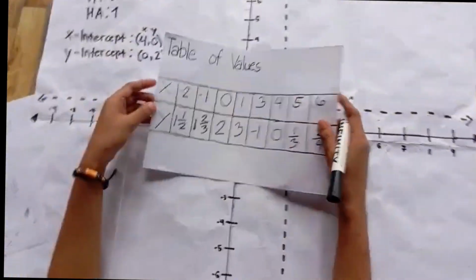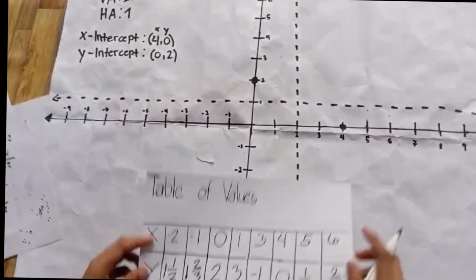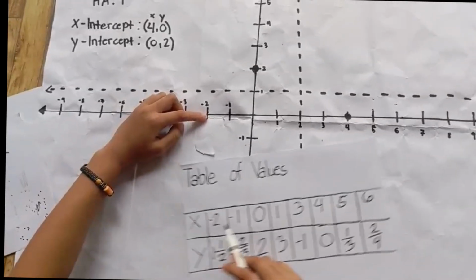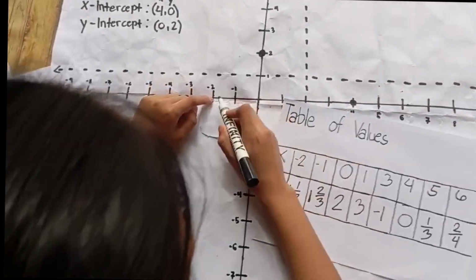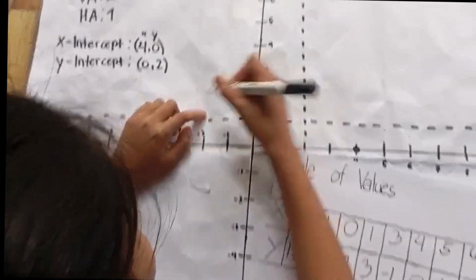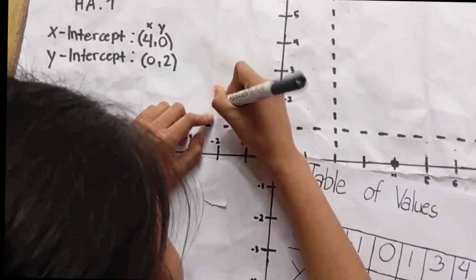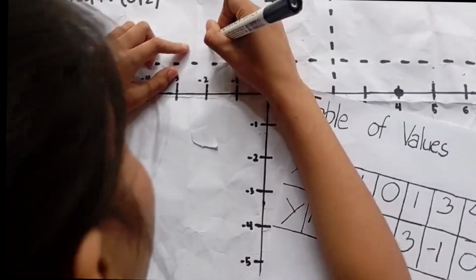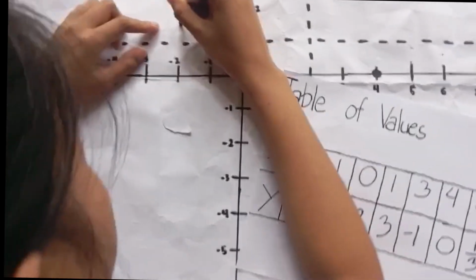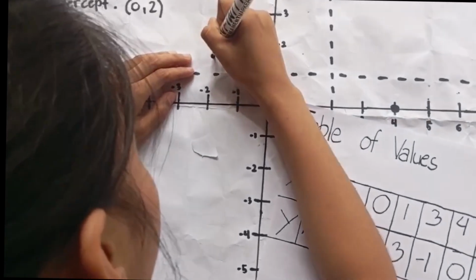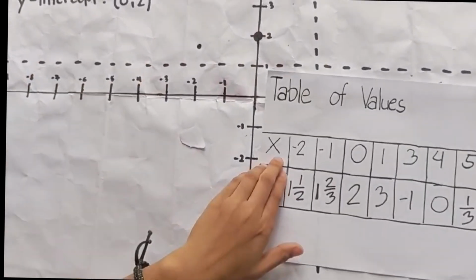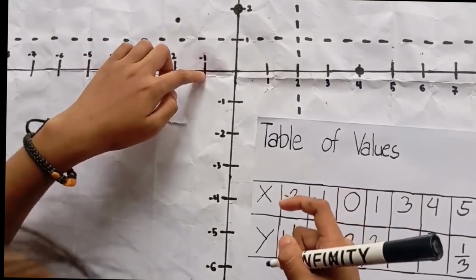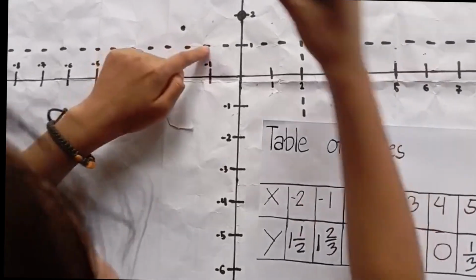Since we already have the table of values, let's graph these coordinates. First ordered pair is x is equal to negative 2 and y is equal to 1 and 1/2. So negative 2 and 1 and 1/2. Next is x is equal to negative 1 and y is 1 and 2/3. Negative 1 and 2/3.